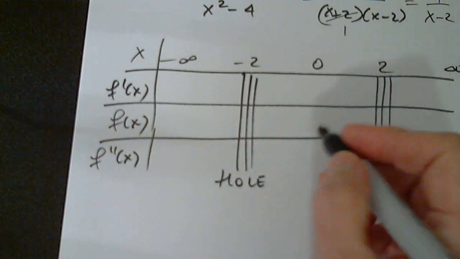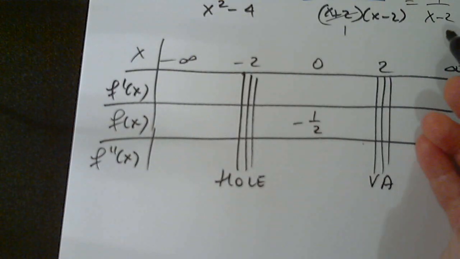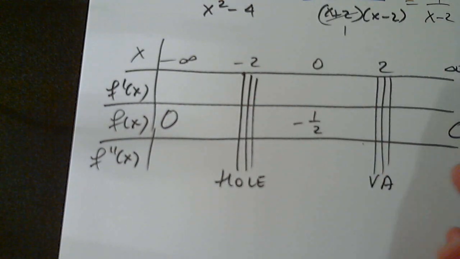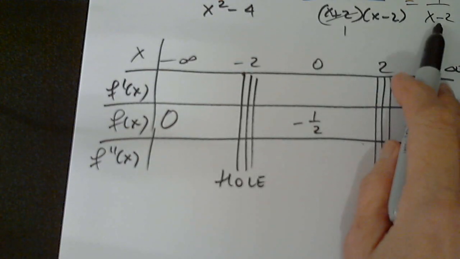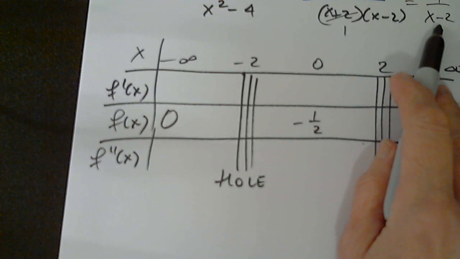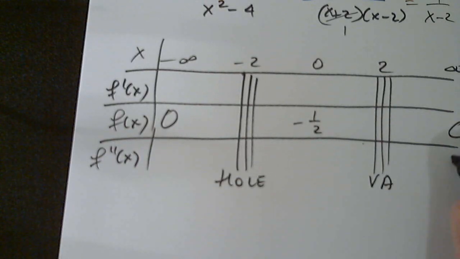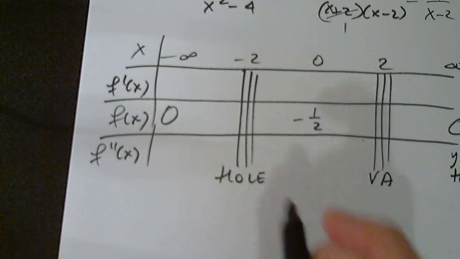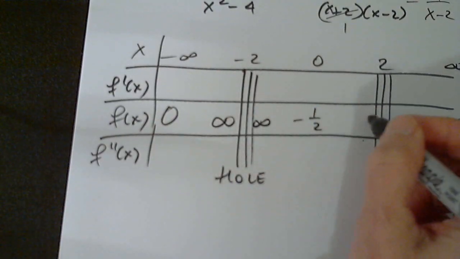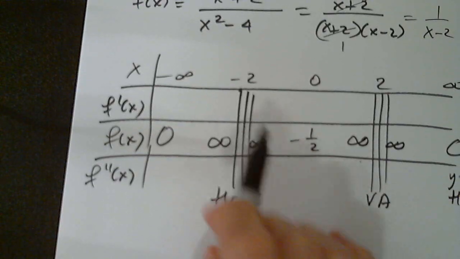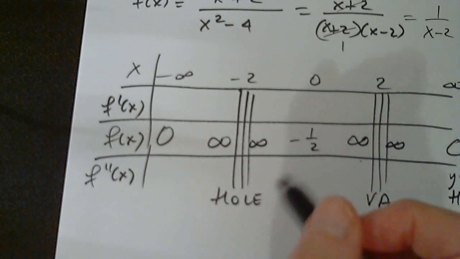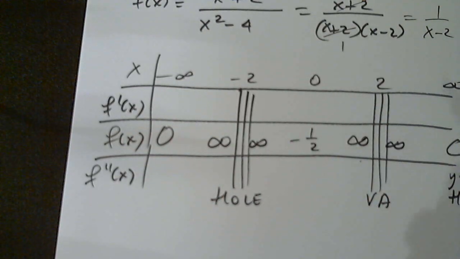You will plug in 0, you will get negative 1/2. You know that the horizontal asymptote must be 0, because when x approaches infinity, the denominator blows up. 1 over huge is 0. So y equals 0 is a horizontal asymptote. Then you know that these are infinities. But what is the sign? This is negative with negative 2.1. I'm sorry.